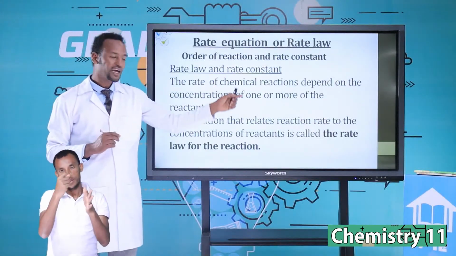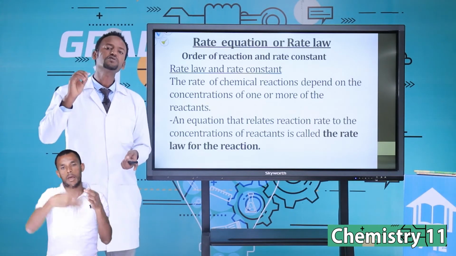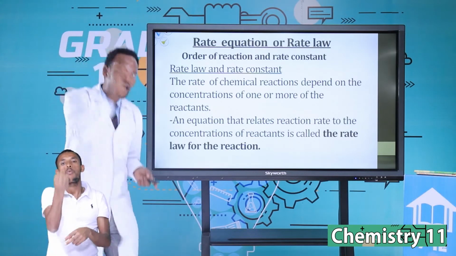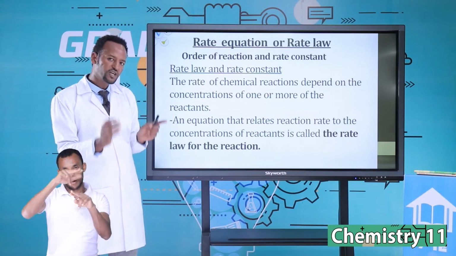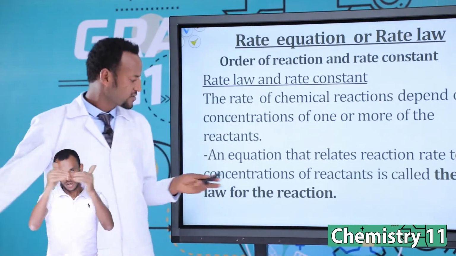The rate of chemical reaction depends on the concentrations of one or more reactants, not products. Rate depends on the concentration of one or more reactants. An equation that relates rate to concentration is known as the rate equation.